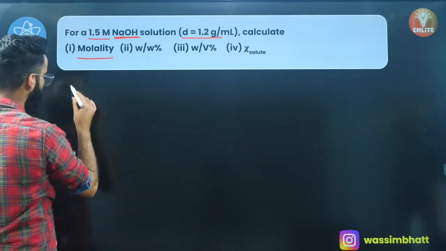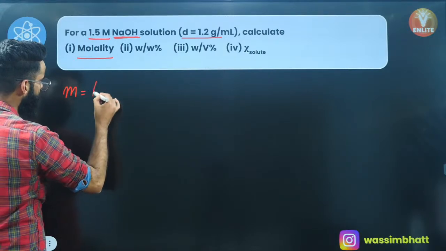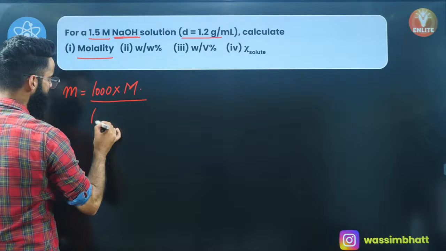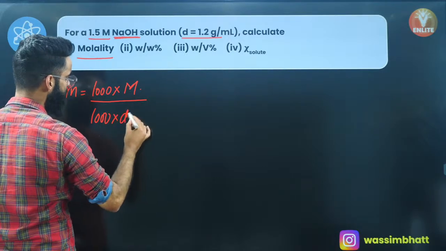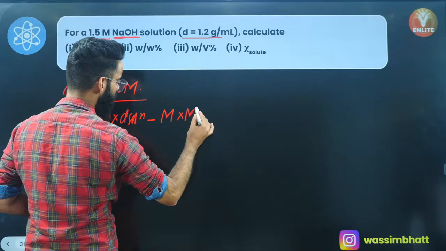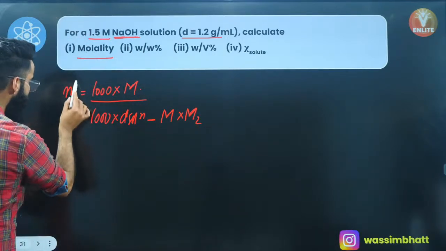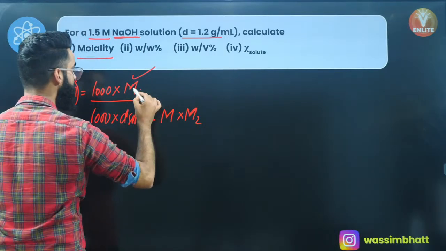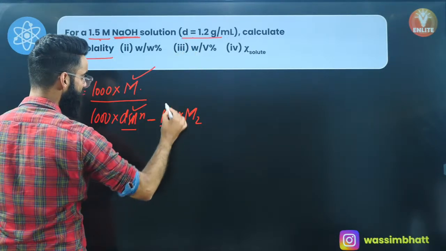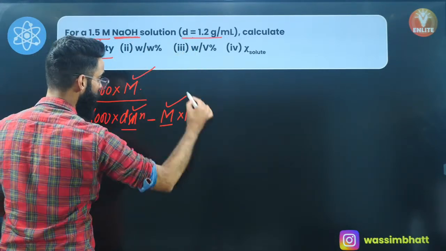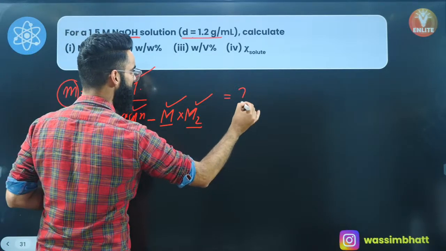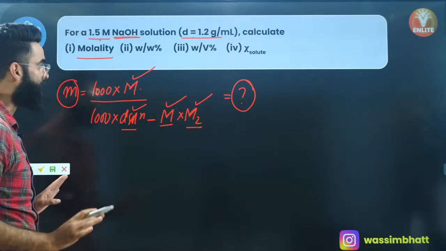First thing I need to calculate is molality. There is one result which I gave you a few minutes back. Molality is equal to 1000 multiplied by molarity of solution, divided by 1000 multiplied by density of solution minus molarity multiplied by molar mass of solute. You need to calculate molality. Capital M, molarity, is given to you as 1.5. Density of solution is given to you. Molar mass of NaOH is 40 grams per mole. Put all the things into this expression, get the value of molality. That's all.